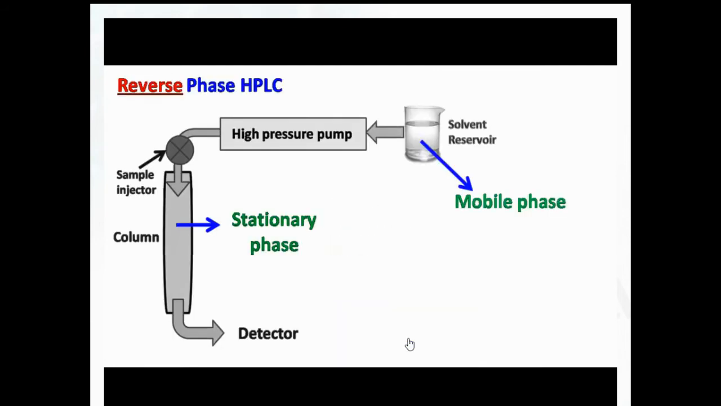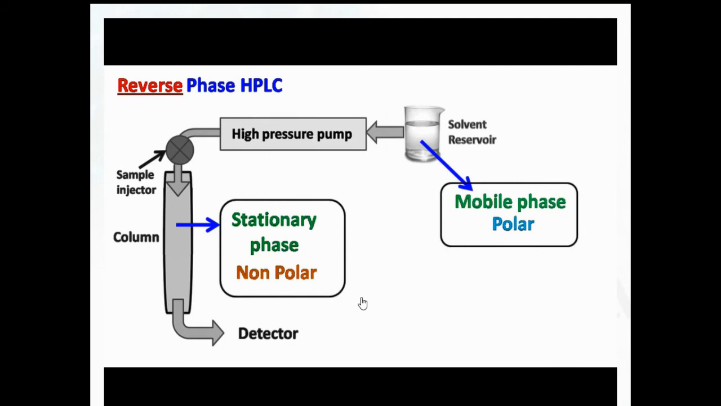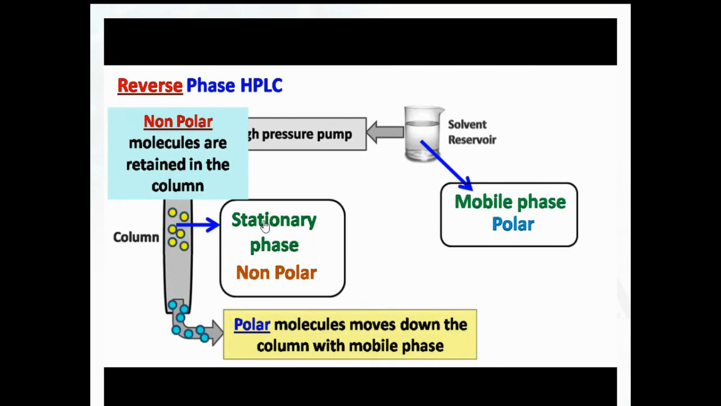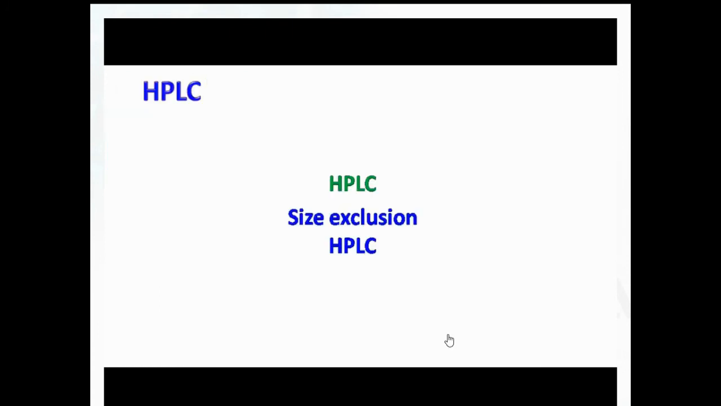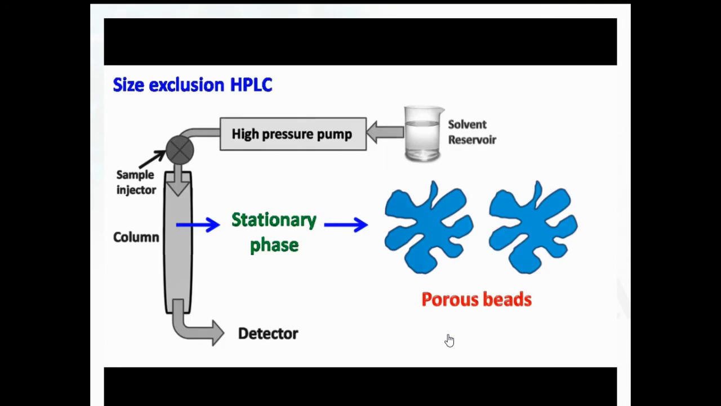The other type is reverse phase HPLC. In this, we just reverse the phases. The stationary phase is non-polar and the mobile phase is polar. So non-polar compounds will adsorb onto the stationary phase, and along with the mobile phase, only the polar molecules will move down. So they will be eluted out first.